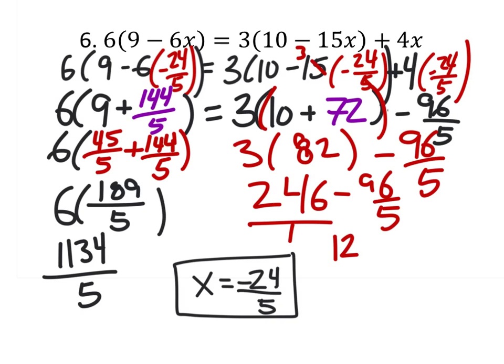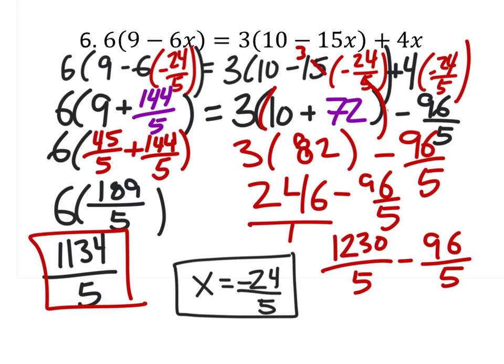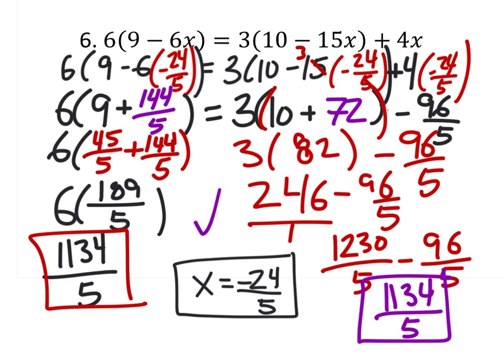So now I have 1230 over 5 minus 96 over 5. And I should get the same thing as I did over here, okay? 1230 minus 96 is 1134 with the denominator of 5. Just as we expected, our answer was correct. And we've checked this thing off, okay? So our final answer here is x equals negative 24/5.